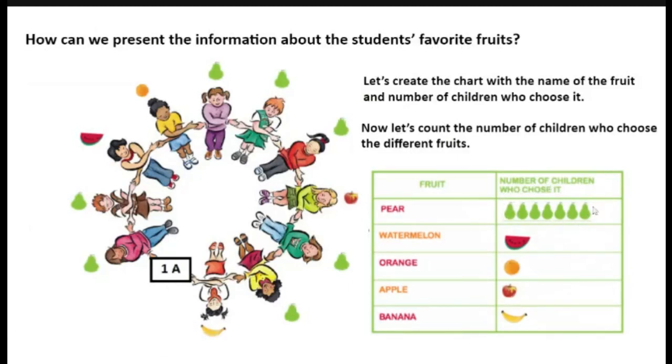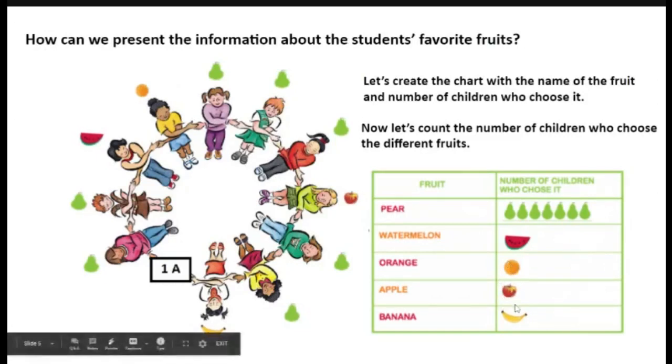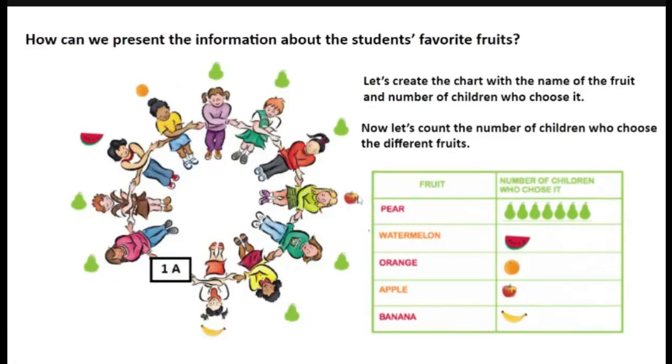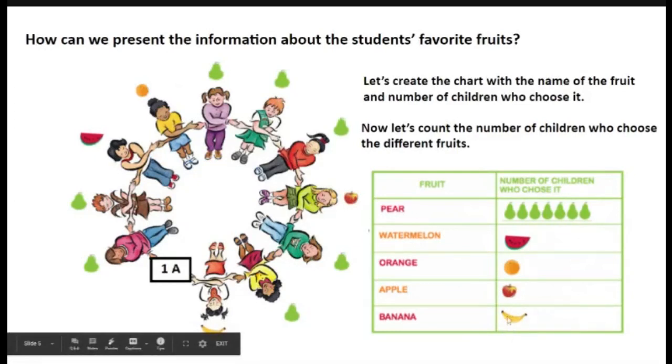How many students like pears? 1, 2, 3, 4, 5, 6, 7. 7 students like pear. How many students like watermelon? 1 student likes watermelon. How many students like orange? Only 1 student likes orange. How many students like apple? Only 1 student likes an apple. And how many students like banana? Only 1 student likes banana.